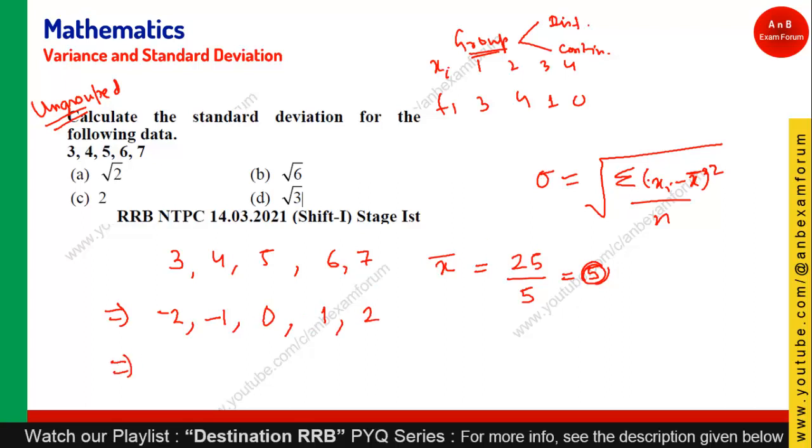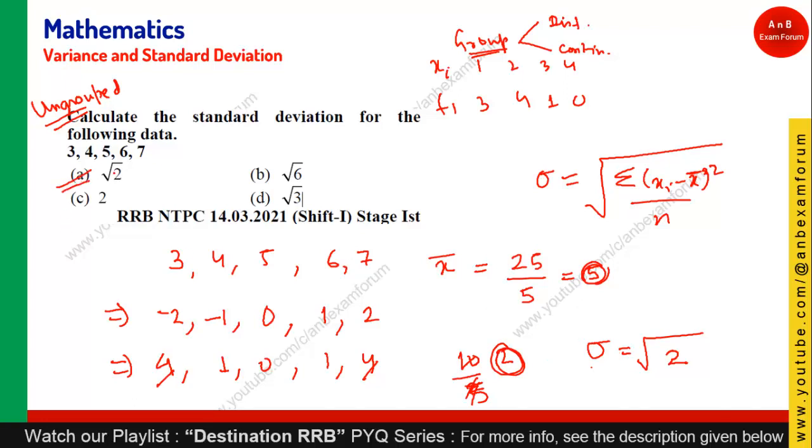After that, if you see the formula, you need to take the square of all these differences. So the squares will be 4, 1, 0, 1 and 4. Again, you need to take the mean of these squares. The sum is 4 plus 1 is 5, 6, 10. So 10 divided by 5 is 2. This is basically the variance. If you take the square root of 2, you will get the standard deviation. So option A, square root 2, is the right answer for this question.